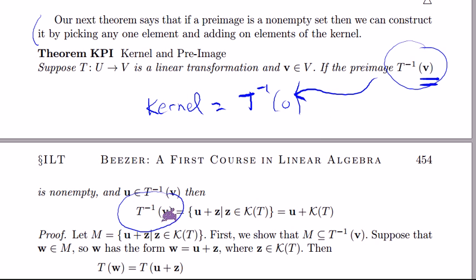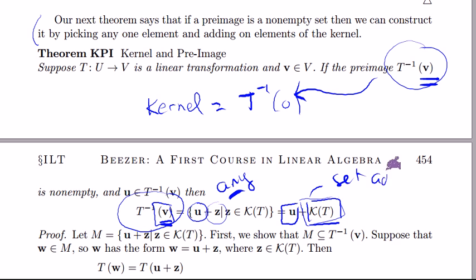If I take T inverse of any vector in the range, then I can write that as one particular vector in the inverse image plus any vector in the kernel. So the inverse image of one particular vector is equal to one particular vector plus the kernel. So this is a set addition. This means that I add this vector to every element in this kernel. And we'll see pictures later on to show what this means.